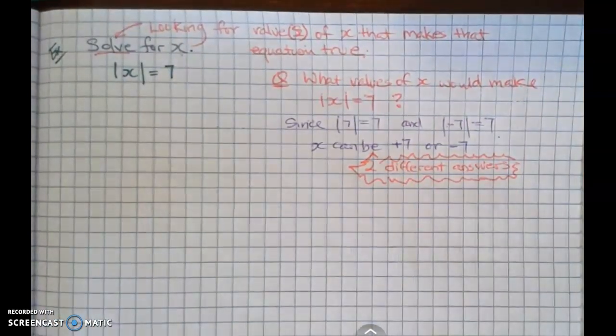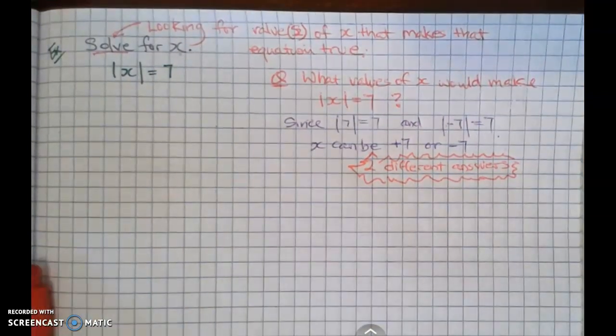So we have two different answers when it comes to the absolute value equation, I should say. Remember, when you see a one-variable equation, you could only have one solution, zero solutions, or infinitely many solutions. We never could have two solutions.